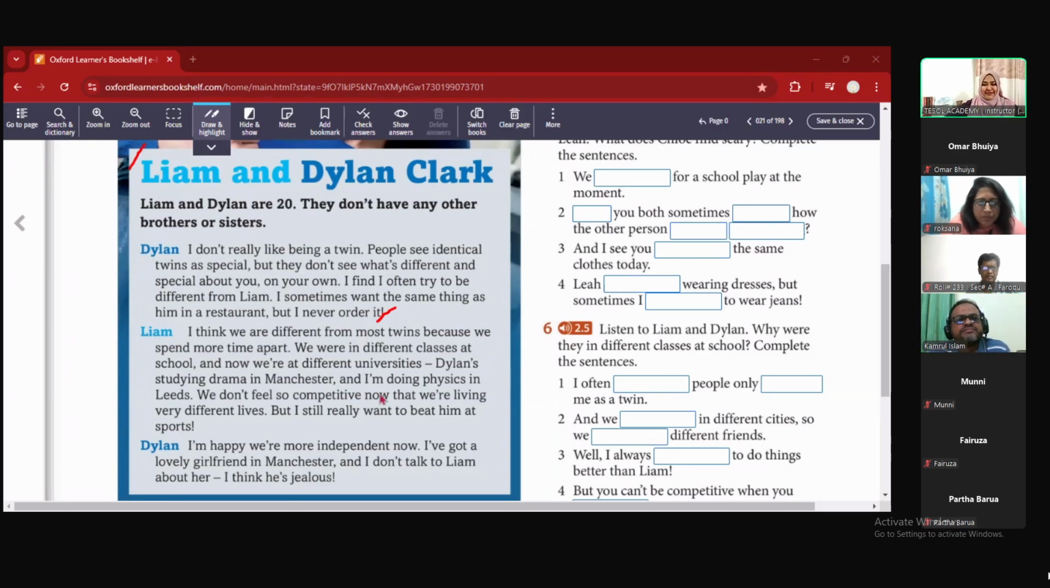Very good. Thank you so much, Mr. Kamrul. Last, the small part, Mr. Partho, could you please read about Dylan's part?